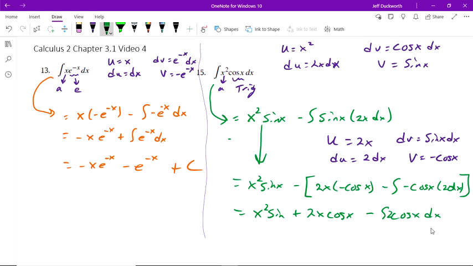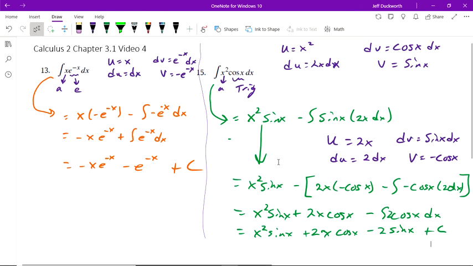Well, the 2 can come out, and the integral of cosine is just sine. So that's minus 2 sine x, and then plus some constant c. So there you have another tool in your arsenal for dealing with integrals here.